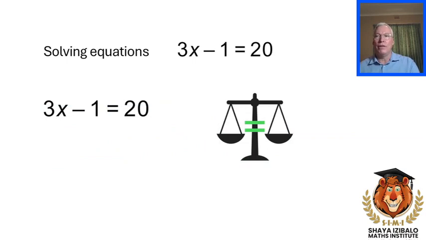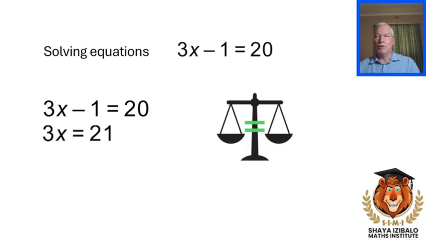In your mind, I want you to think of a set of scales. They're balanced, right? We're trying to get x on its own. We don't really want this negative 1 over here. What can we do? We can add 1. Which side should we add 1 to? Absolutely. To keep the scales balanced, we're going to add 1 to both sides. We get 3x equals 21.